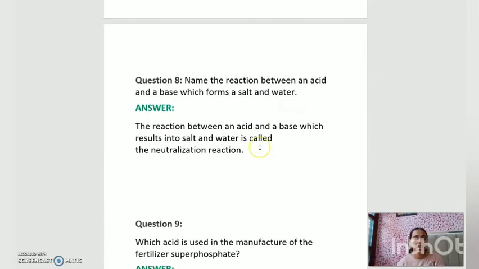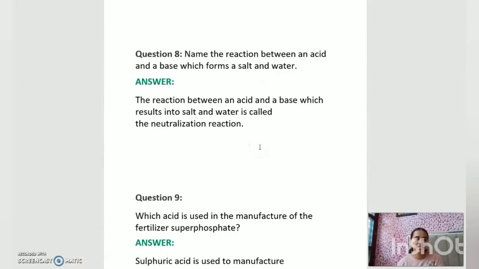Question number 8. Name the reaction between an acid and a base which forms a salt and water. Now you have to name the reaction between an acid and a base, student, which forms a salt and water. So that reaction is known as neutralization reaction, right? That reaction is known as neutralization reaction.